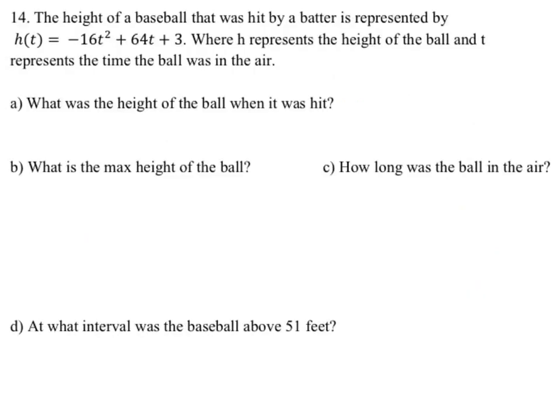Okay, for number 14, here we have an application problem. It says the height of a baseball that was hit by a batter is represented by h of t equals negative 16t squared plus 64t plus 3, where h represents the height of the ball and t represents the time the ball was in the air. So we can see here that we have a parabola, and that makes sense. A ball is going to go up into the air, and then it's going to come back down.